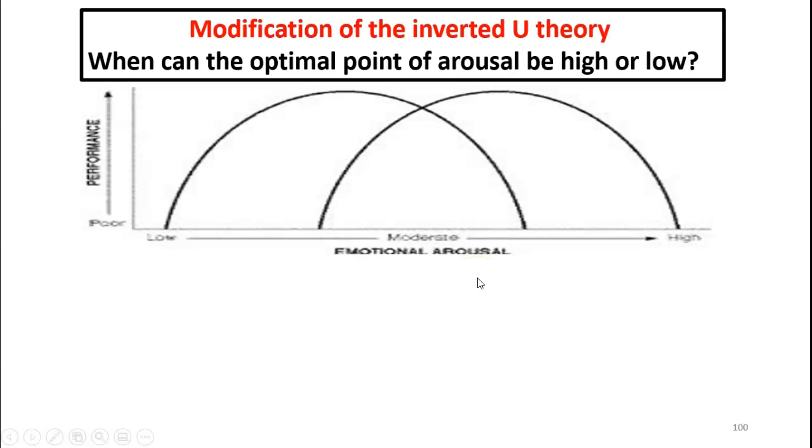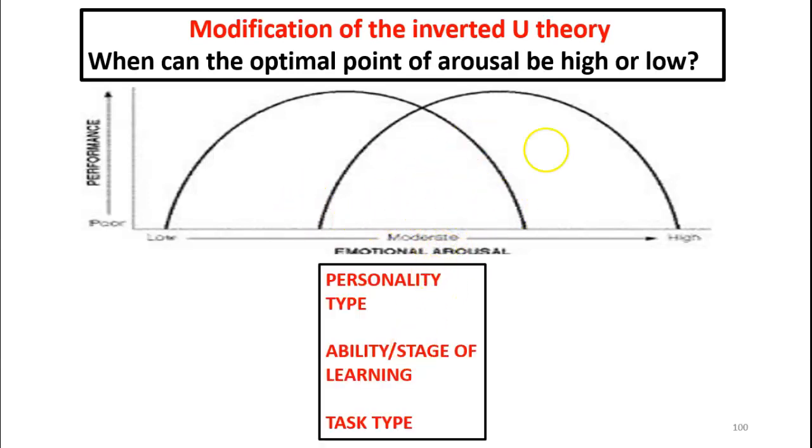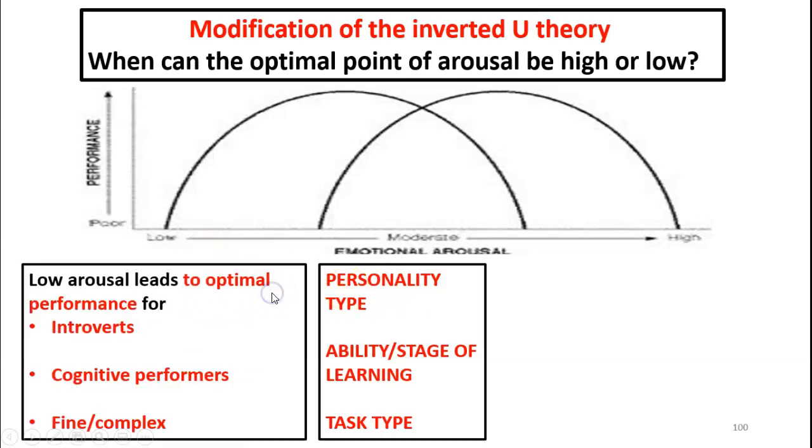We should know from previous knowledge that there are three key variables that will dictate our performance under different levels of arousal. So let's see if we know what they are. The first one's down here: personality type, ability or stage of learning, and task type. So I hope people can understand this. First thing we have to know is, if we have a look at it from this point, low arousal will lead to optimal performance for introverts, cognitive performers, and fine and complex skills.